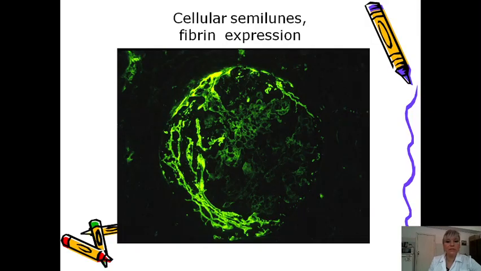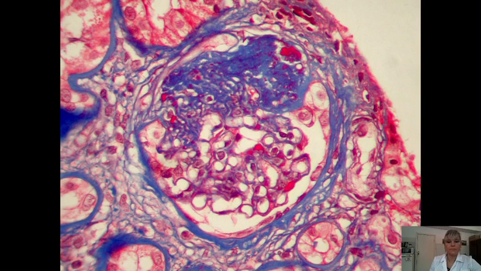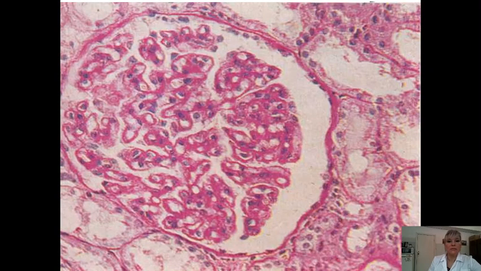In this photo, you can see accumulation of immunocomplexes, cellular semilunes, fibrin expression, with immunocomplexes accumulation. In this photo, you can see fibrin accumulation in the capsule of glomerulus. This is special staining for fibrin, blue color. This is intracapillary glomerulonephritis, proliferation of cells between capillaries.